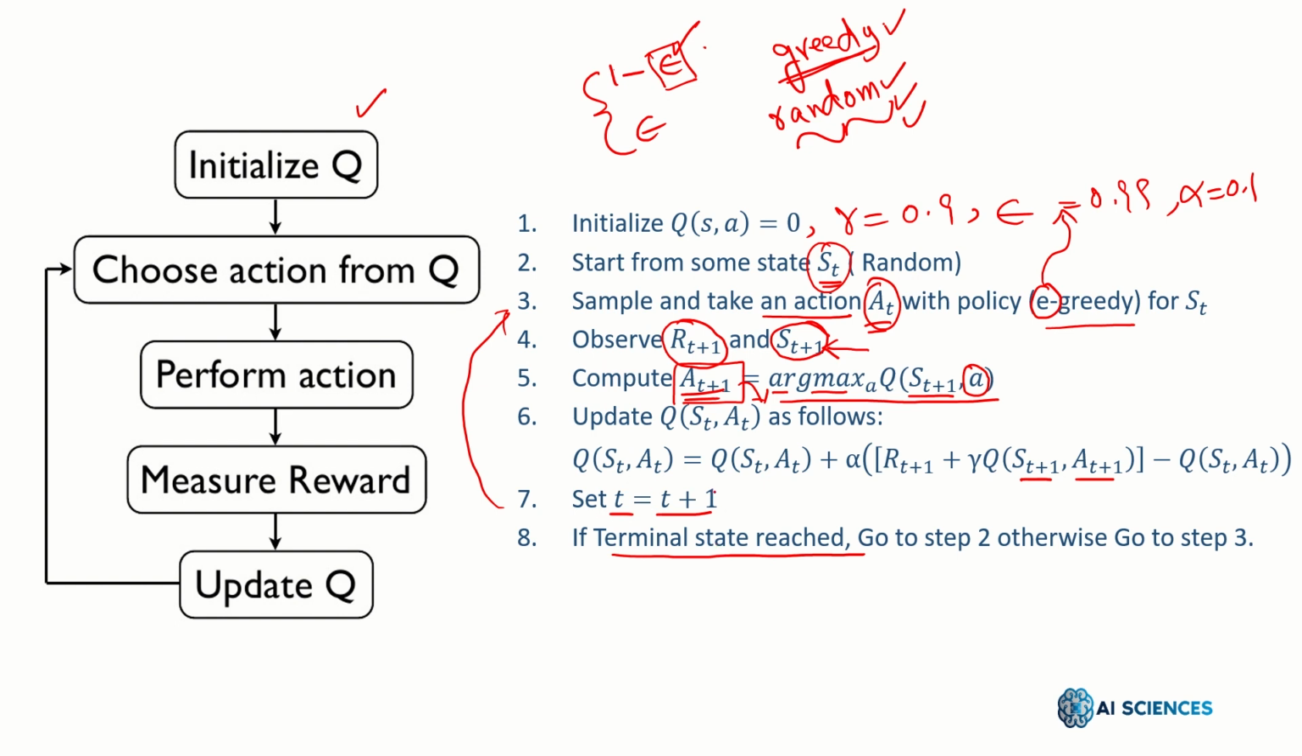One key idea to notice is that the actual action that the agent takes is based on the epsilon greedy policy. But the future action based on which the update happens is due to the greedy policy. And that's a key difference between SARSA and this Q learning algorithm.